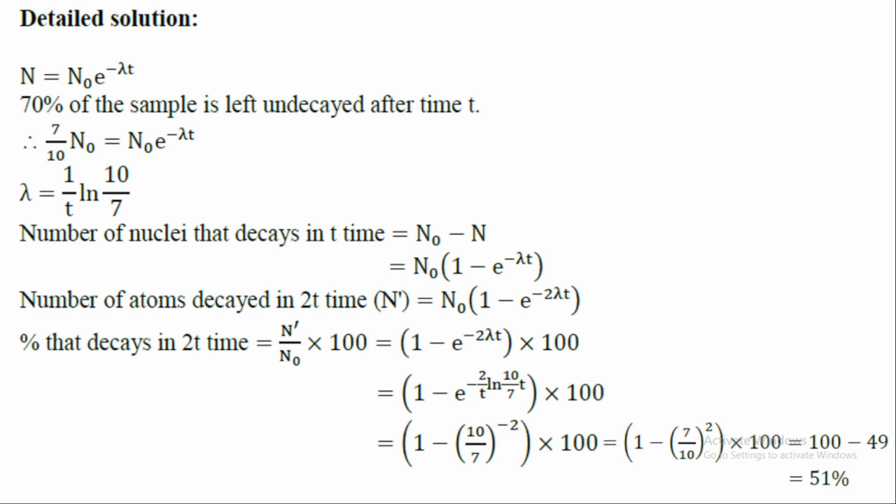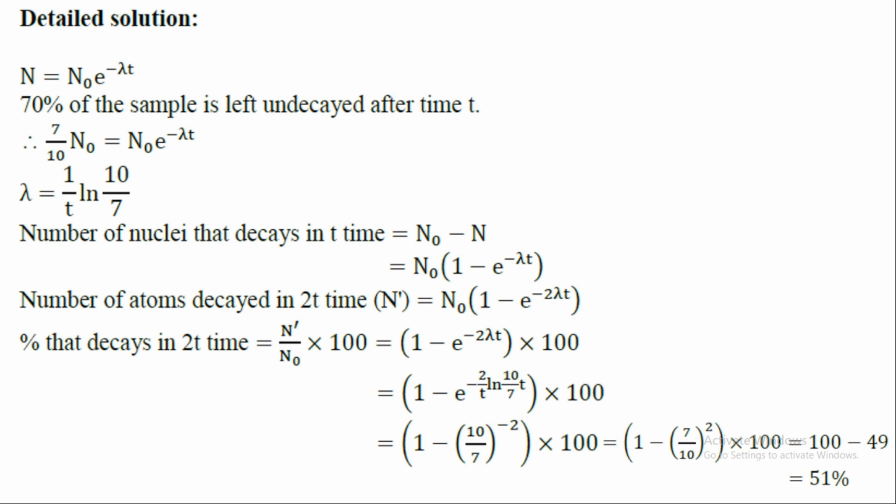N0 is the initial amount of sample, lambda is the decay constant, and t is the time. At time t, they have said that 70% of the sample was left undecayed. So the value of N would be 70% of the initial amount N0. 70% means 70 upon 100, so 70 upon 100 of N0 is equal to N0 e raised to the power of minus lambda t.